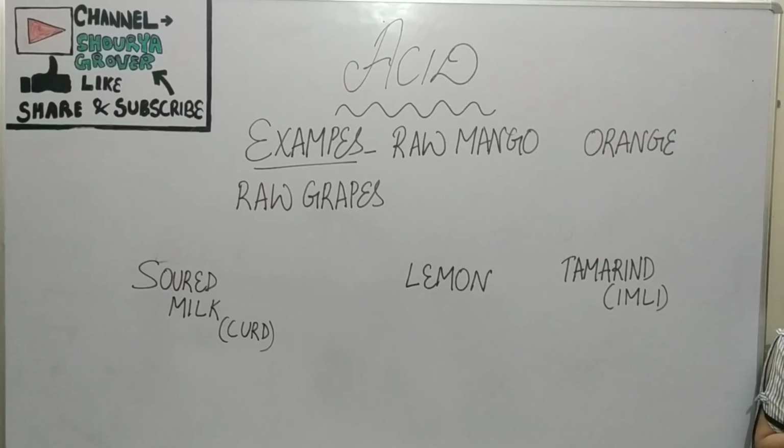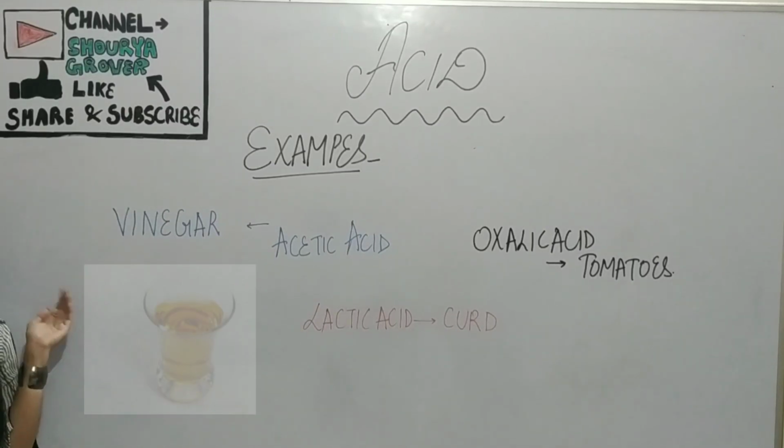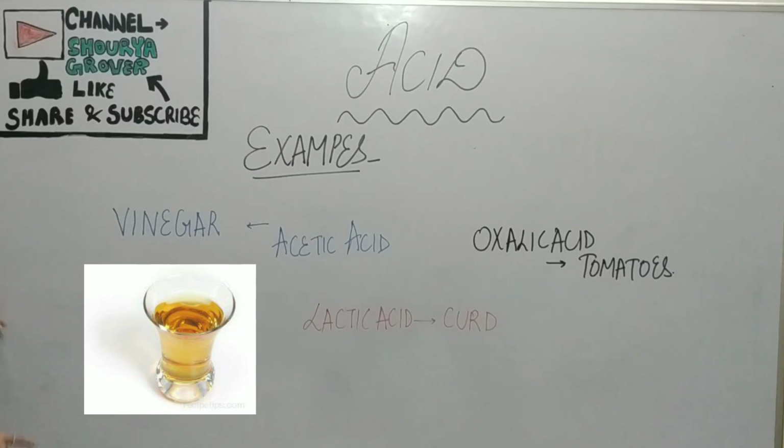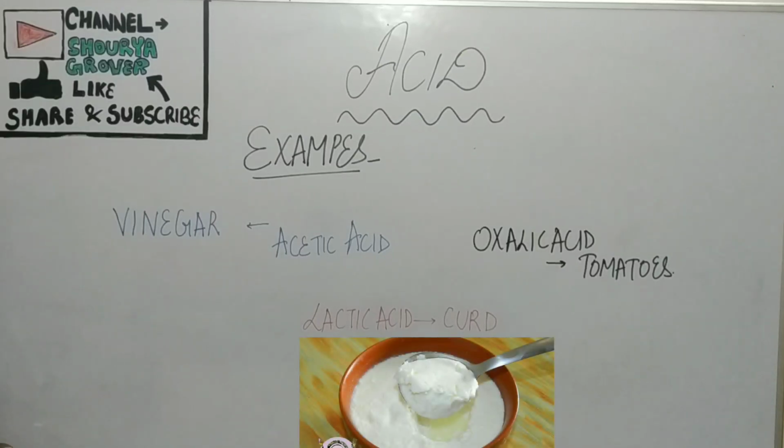So here I go. Students, now I am giving you examples that contain acid in them. See, vinegar has acetic acid in it. There is a picture of vinegar on your screens. Now, the second example is curd, the soured milk. It contains lactic acid in it. You can see the picture of curd on your screens.